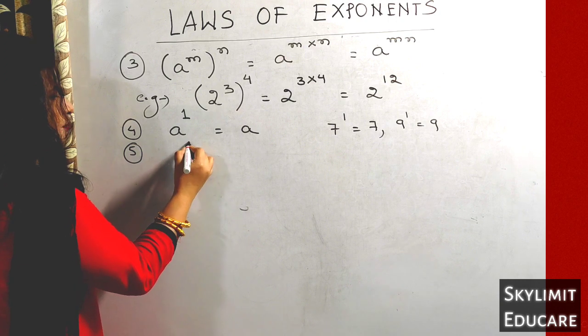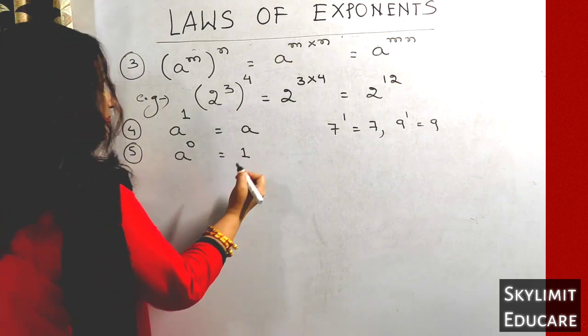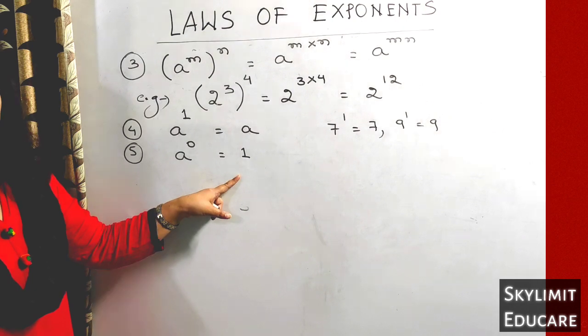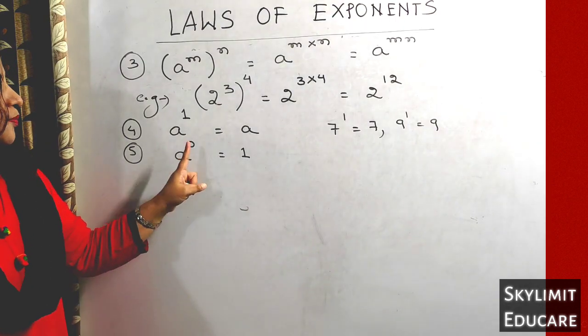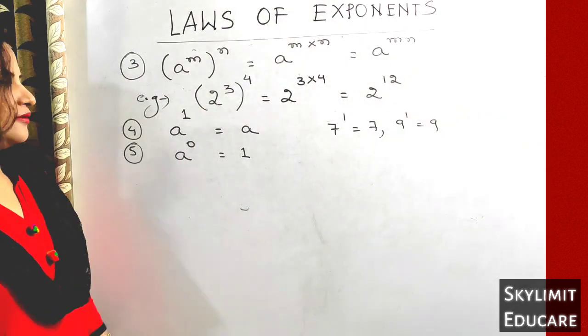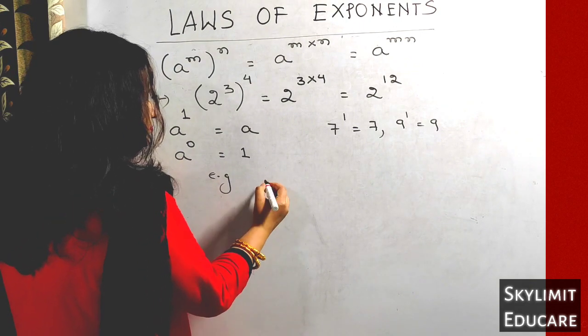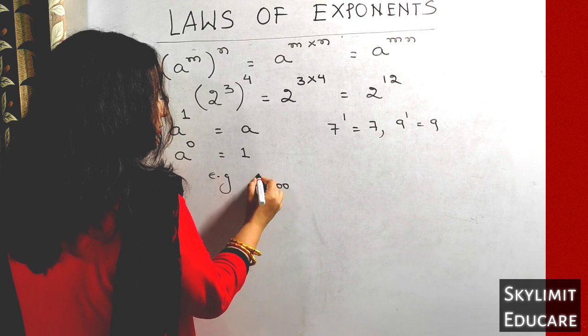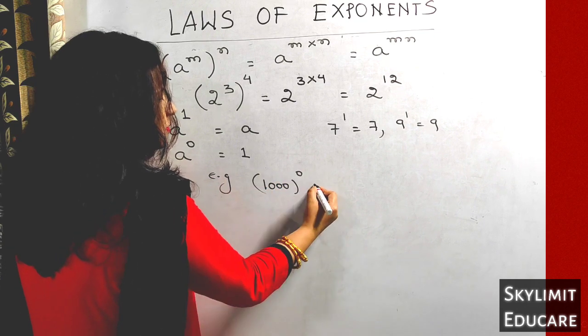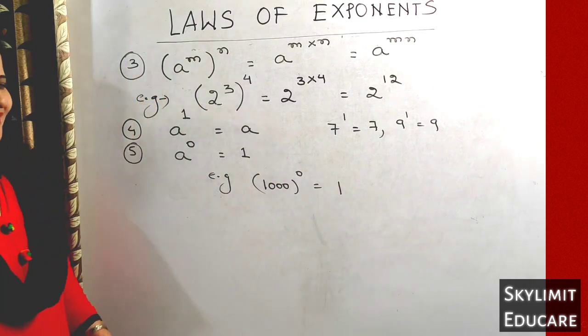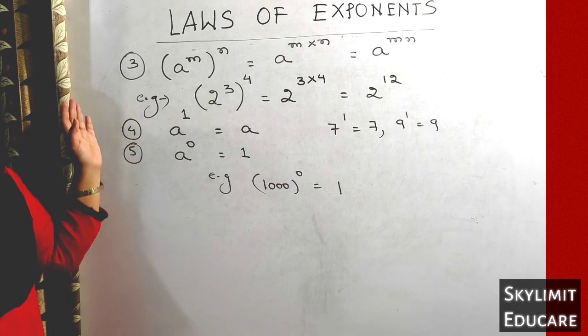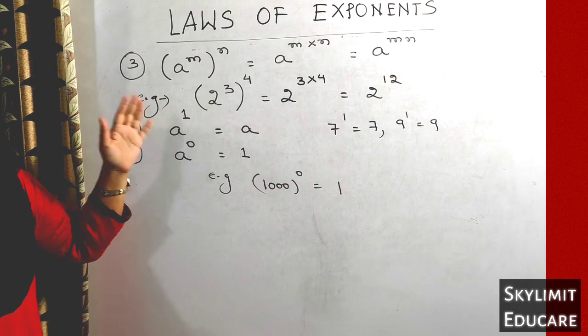Any number to the power of 0 is equal to 1. This is also very important, you will be needing this. Okay? Any number to the power of 0 is equal to what? 1. For example, suppose you have 1000 whole to the power of 0. What will be the answer? 1. Okay? So remember these 5 basic laws of exponents.